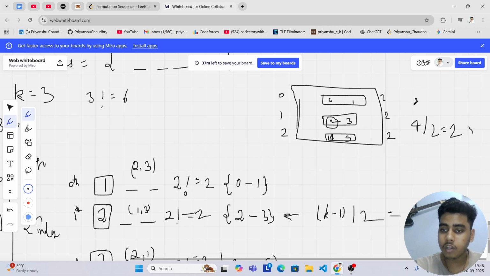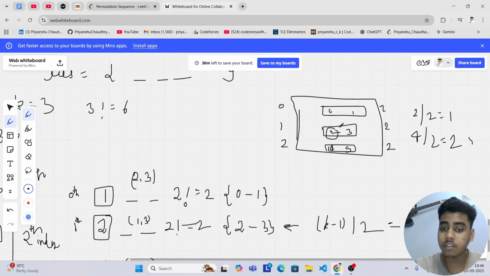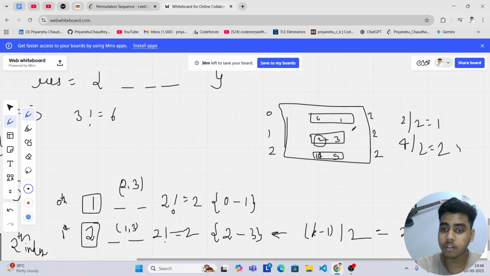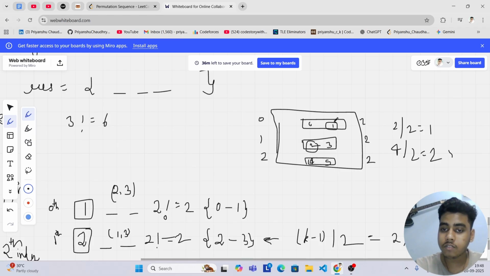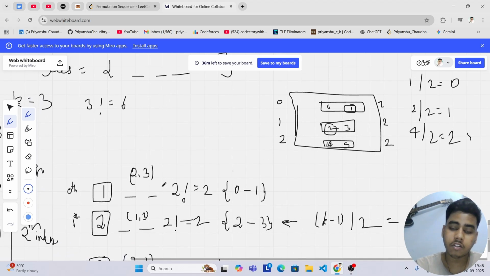If I want to find 2, I will divide 2 by 2, this will give 1. So I know that 2 is hiding in the 1st block. If I want to know where 1 is, I will divide 1 by 2 again, and this will give 0. So for any element I want to know, I just divide it by the block size and I get the index of that block. So I know that this is hiding in the 0th block.